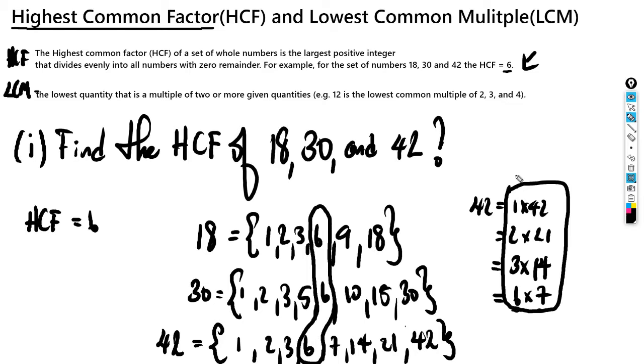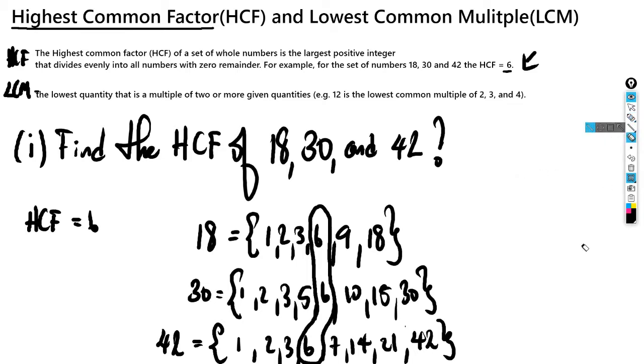And this is exactly how the questions are going to look. You're going to get two numbers and they're going to ask you to find the highest factor, or they may give you three numbers and ask you to find the highest factor. And that's pretty much it. So let's move on to the lowest common multiple.